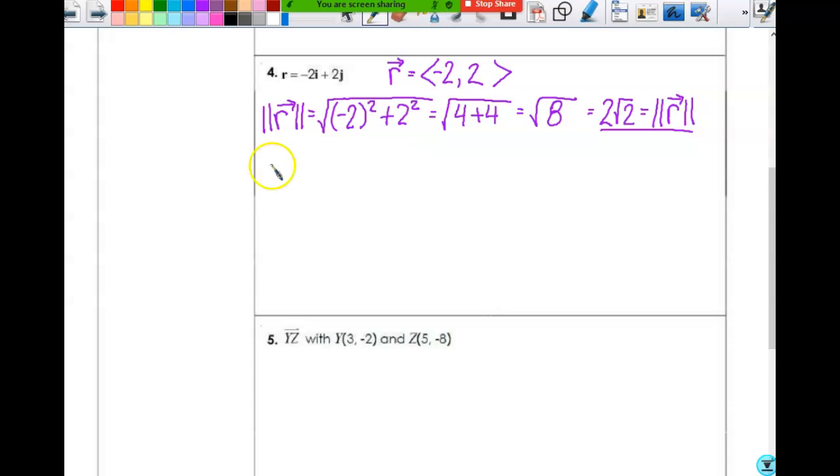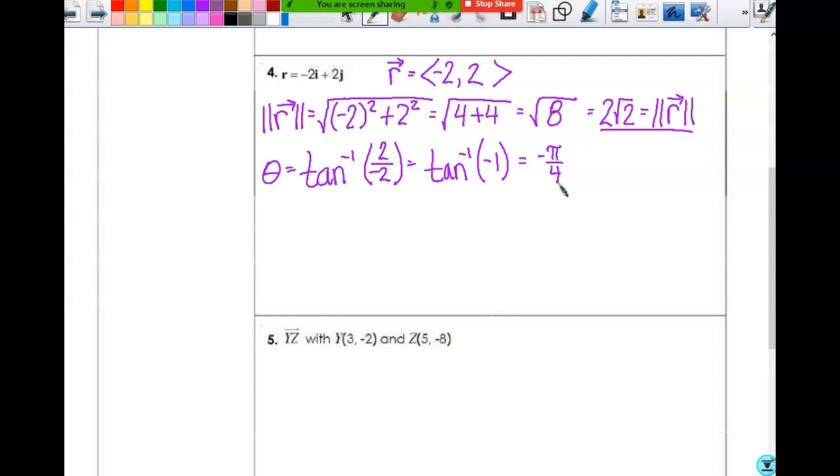All right, so then I need my theta. Theta is the tangent inverse of b over a, so that's of 2 over negative 2. So that's the tangent inverse of negative 1. All right, what's the tangent inverse of positive 1? Pi fourths. And since this is negative 1, this would be negative pi fourths, right? Okay, so that means it's a pi fourths angle. That's all I really need to know.